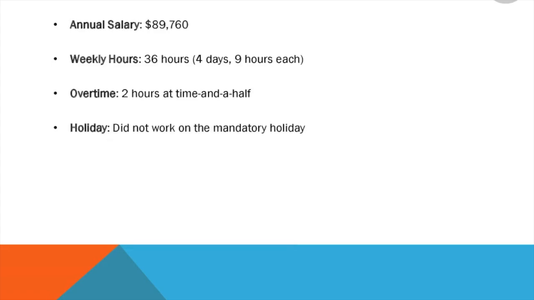As for Chris's payroll calculation, we will have an annual salary of $89,760. His weekly hours is 36, 4 days for 9 hours each, and his overtime is 2 hours at time and a half. Holiday, he did not work on the mandatory holiday.